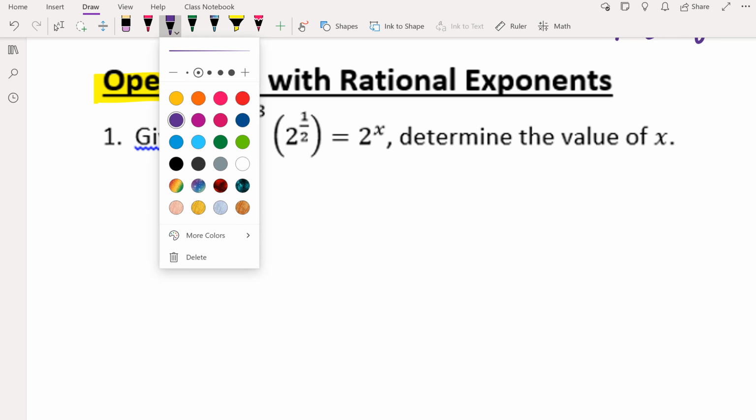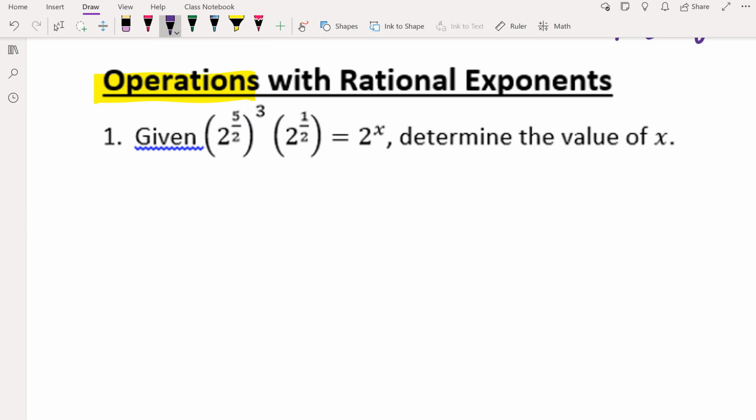We have 2 to the 5 over 2 cubed, so that's all raised to the third power. And then in parentheses, times, remember this is multiplication in between, parentheses means multiplication, times 2 to the 1/2 equals 2 to the x. Determine the value of x. Okay, we're trying to find x here. And what we're going to do is we're going to use PEMDAS to actually simplify this, and then I'll show you how to find x at the end.